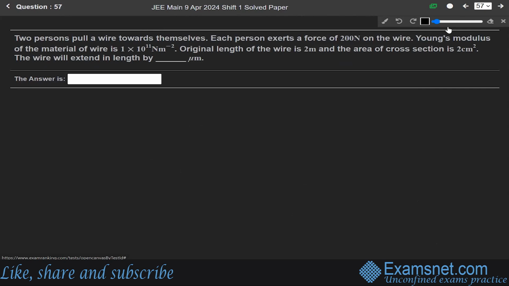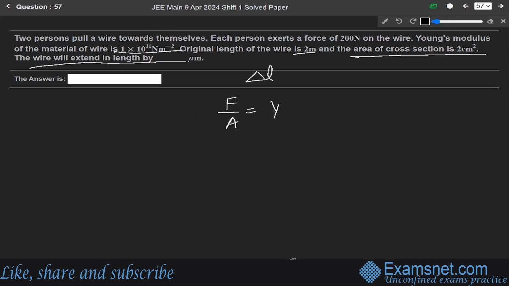Now, question 57. Two persons pull a wire towards themselves. Each person exerts a force of 200 Newton on the wire. Young's modulus of the material of the wire is given, the original length of the wire is given, and the area of cross section is given. The wire will extend in length. We have to find the elongation in the length, that is delta L.